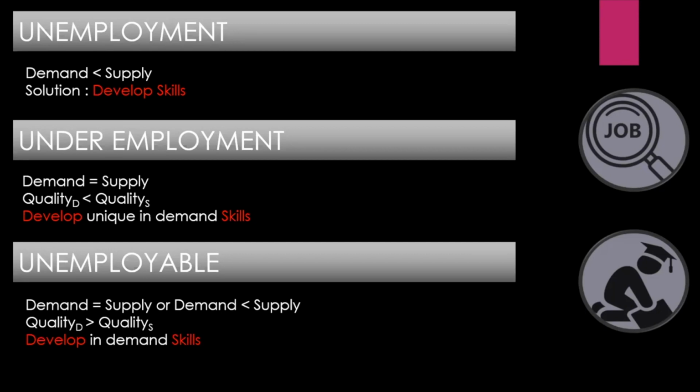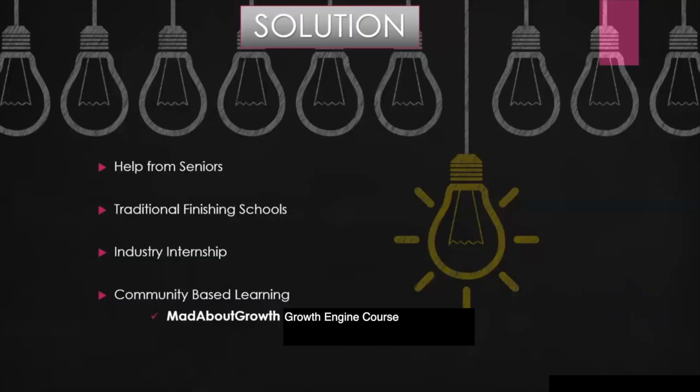Now, if you see, in every aspect of this employment cycle, it is develop skills which stand out. So you really need to develop skills which are in demand in the market, and you can create a unique demand for yourself, for your skills. So what's the solution? Obviously, you can take help from seniors. You can go to the traditional finishing schools. The traditional finishing schools will take some money from you, polish you up, and maybe make you job ready.